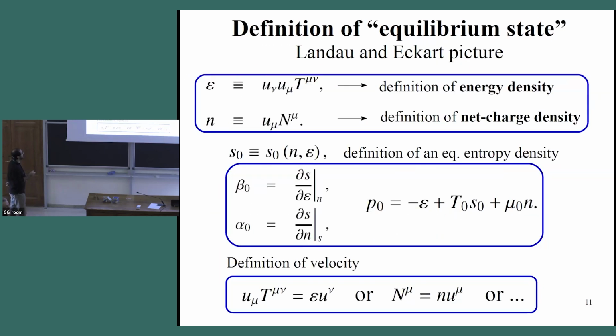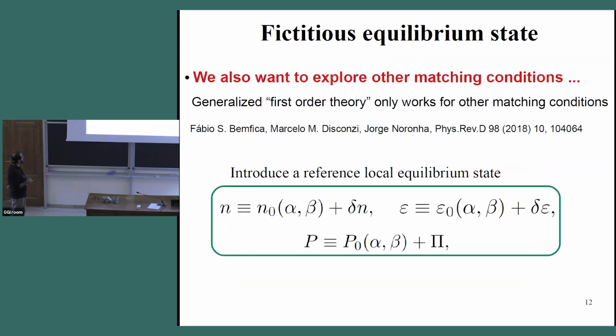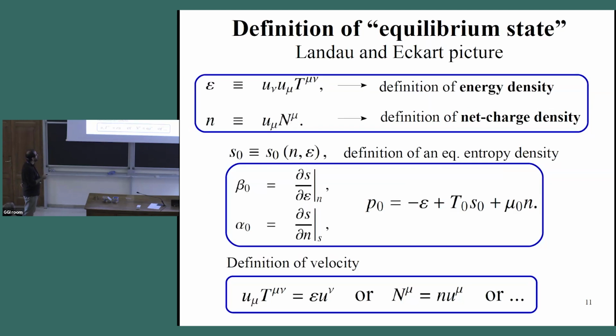So this is essentially the two pictures, Landau and Eckart, right? But you can do more. Nowadays, this issue became a little more complicated because of these generalized first order theories, derived by Bemfica, Disconzi, and Noronha, and later also by Kovtun, so this BDNK theory, where they only work if it's neither Landau nor Eckart. You have to choose a matching condition which cannot be this one or that one. It has to be some other matching condition.